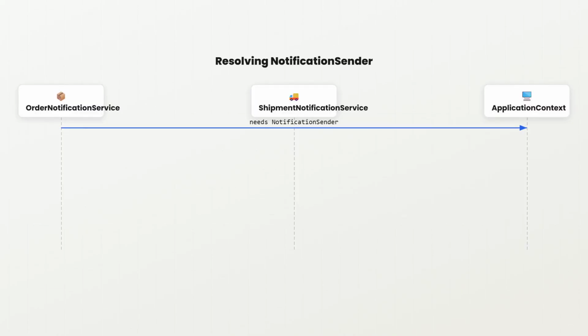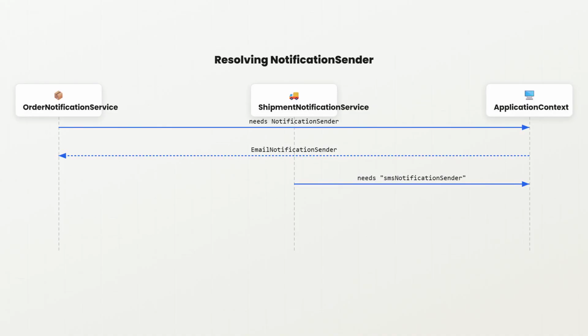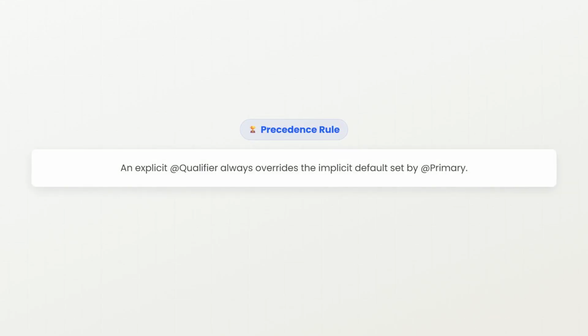OrderNotificationService asks for a NotificationSender with no qualifier specified. Since there's no explicit request, the container falls back to the @Primary bean. ShipmentNotificationService asks for a NotificationSender, but names one explicitly. A named qualifier always takes priority over the primary default. @Qualifier always beats @Primary when both are present.